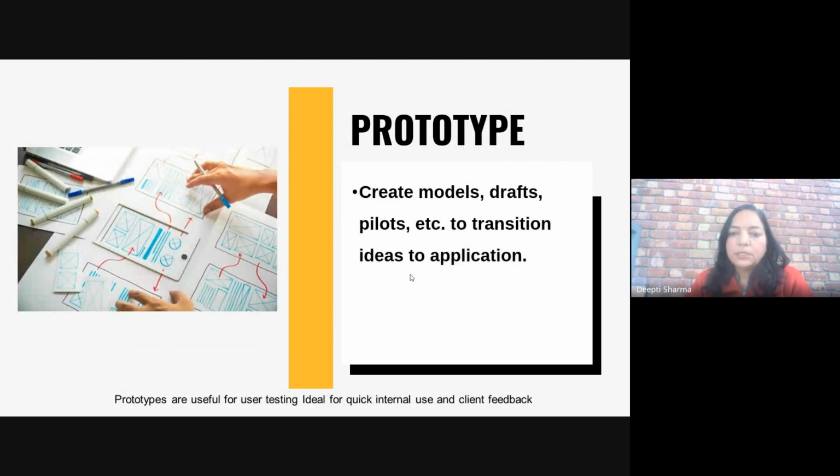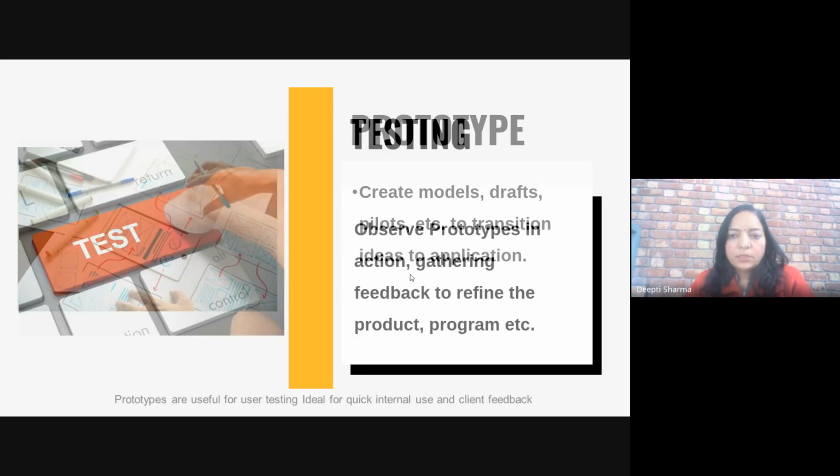And next is the prototype method. Prototypes are useful for user testing of ideas, for quick internal use and client feedback also. It involves creating models, drafts, pilots, etc., to transition ideas into application. We can include various reports, dissertations, theses, project reports, and patents in these things. So the prototype always involves converting whatever we have ideated in the earlier phase into applications in this phase.